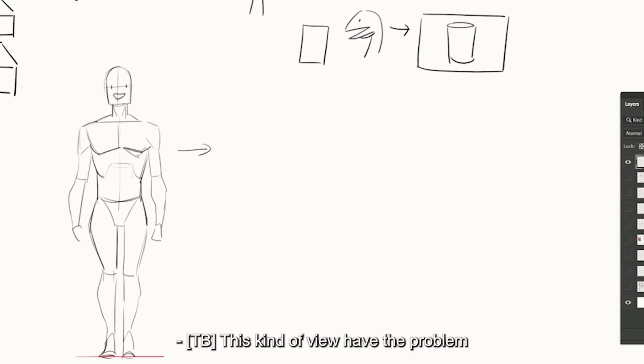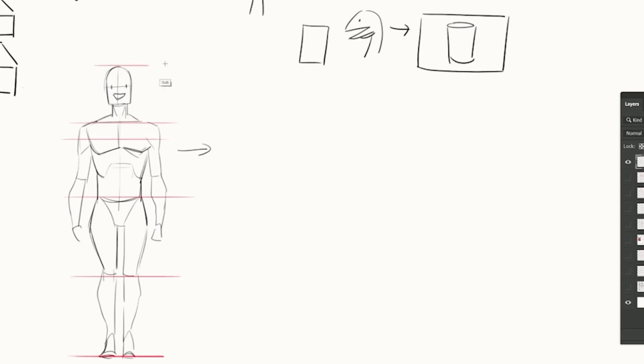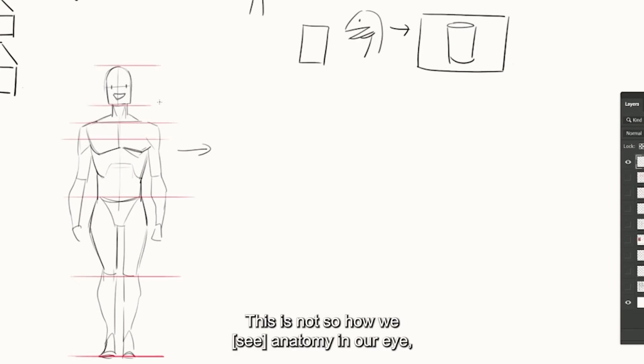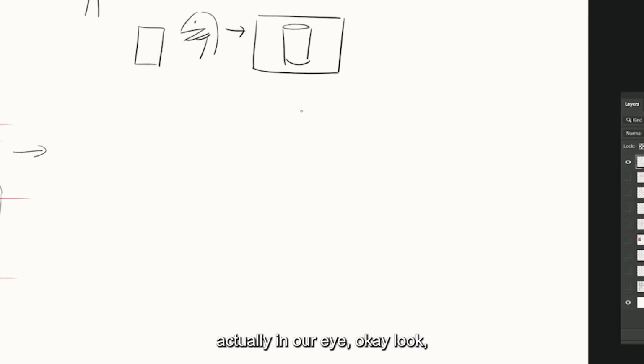This kind of view has the problem that it is very flat like that. This is not how we see anatomy with our eyes. Actually, in our eye, so okay, look at when you see the one model here.